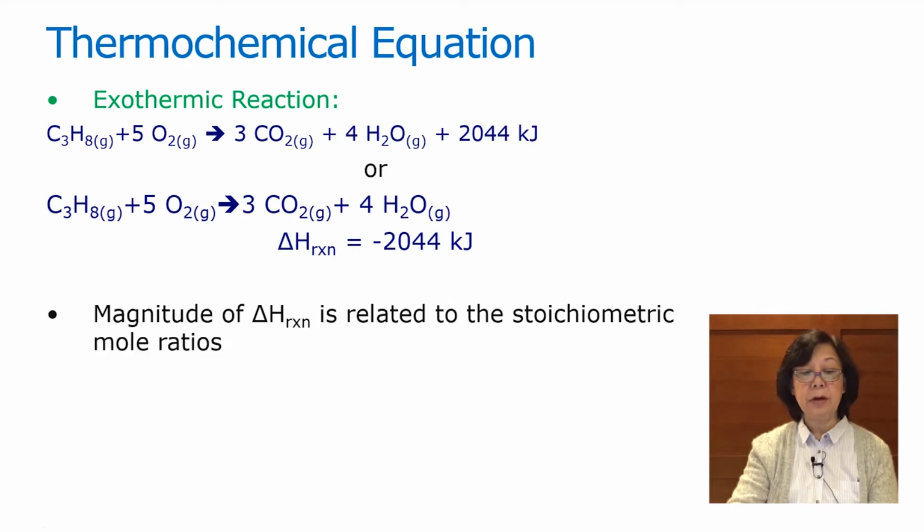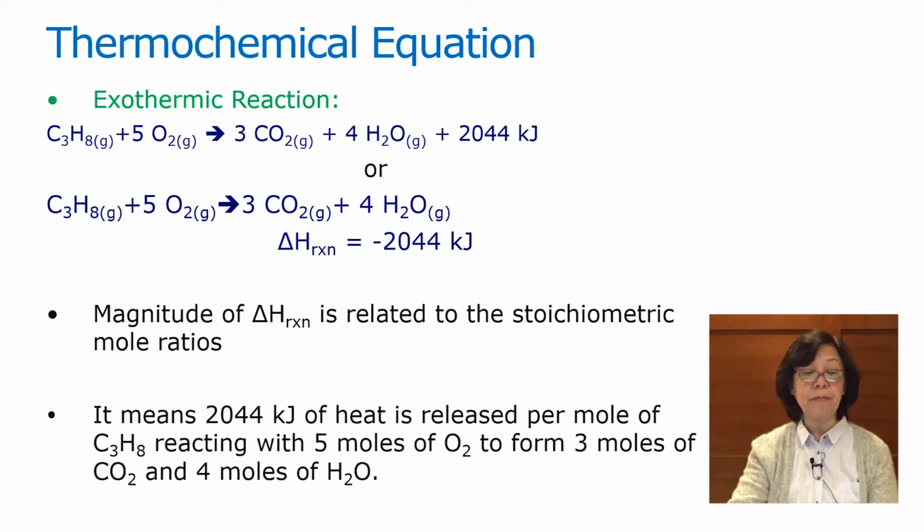The magnitude of the enthalpy change of a reaction is related to the stoichiometric mole ratio. So this 2044 kilojoules of heat is the heat released per 1 mole of propane reacting with 5 moles of oxygen to form 3 moles of carbon dioxide and 4 moles of water.